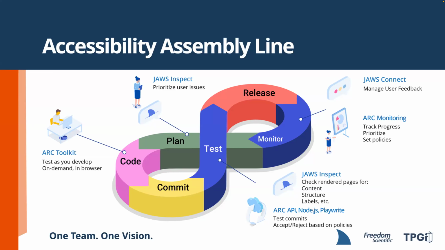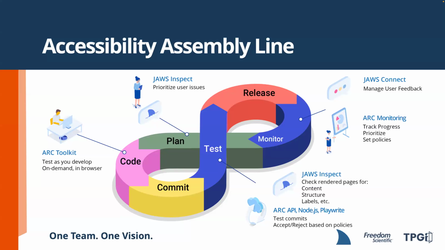That's where we're talking about domain monitoring, scanning large amounts of stuff, and using that to track progress, prioritize, and set policies. So your accessibility program manager, for example, is using that kind of tool for that broad picture to try and implement initiatives, improve keyboard accessibility, improve labeling of elements, etc. We also have a JAWS Connect service as part of that that allows you to manage user feedback.